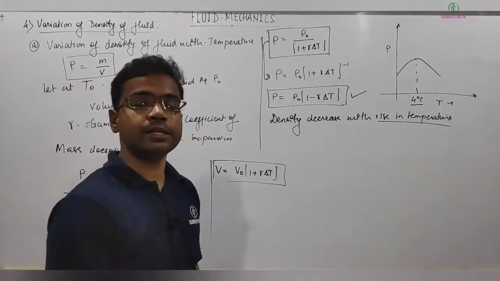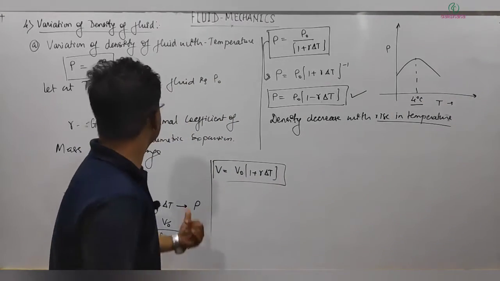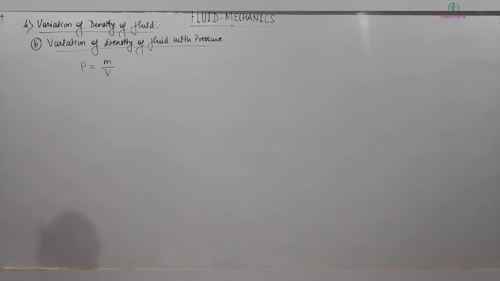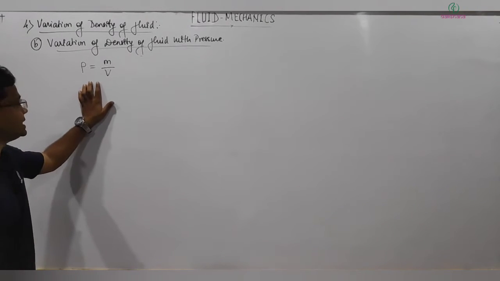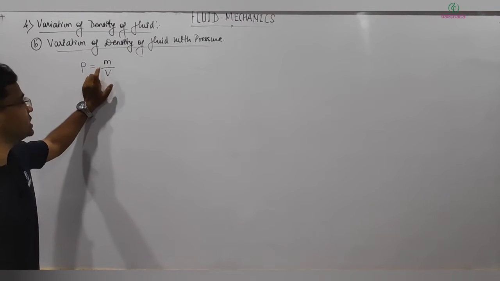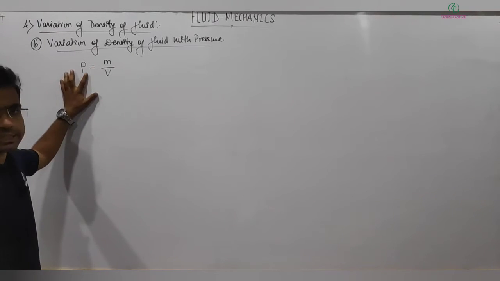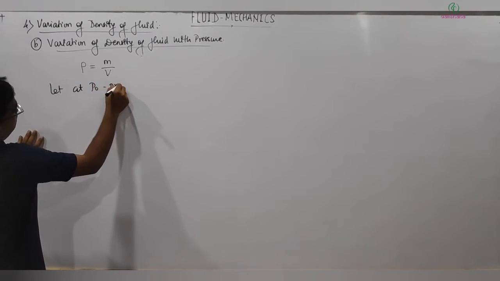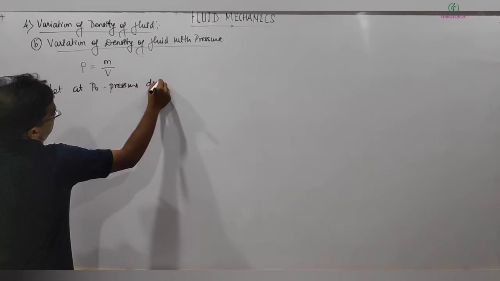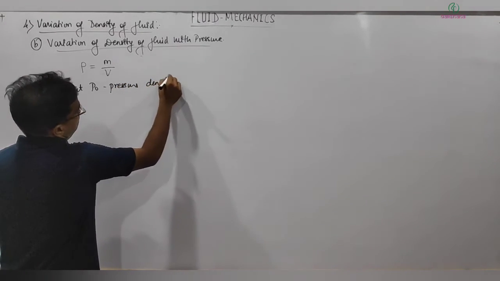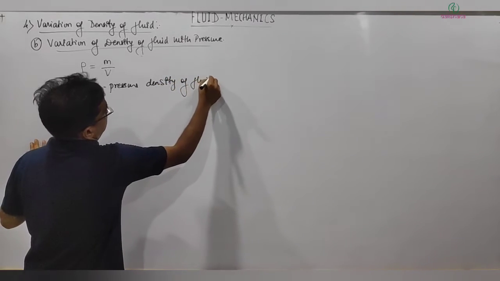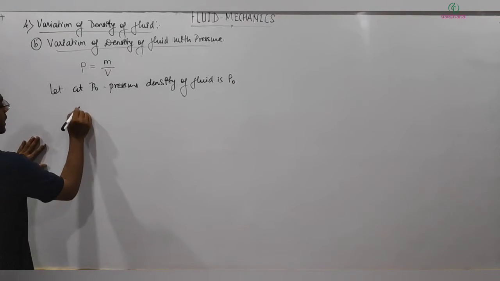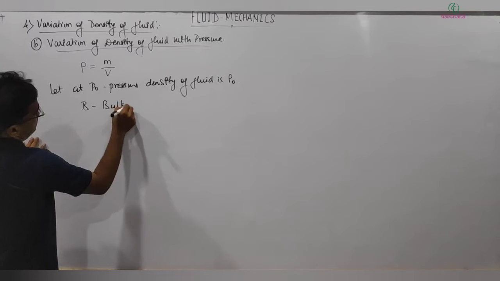Next is the variation of density with pressure. So let me just erase this part. Okay, next is variation of density of fluid with pressure. With change in pressure, your mass is not going to change, your volume will change, and that will ultimately result in a change in density. So let me consider that at P naught pressure, the density of fluid is rho naught, and here we will need one more quantity, that is called B, the bulk modulus.